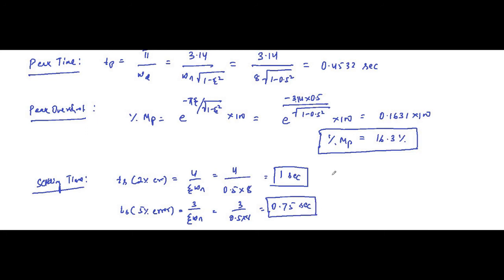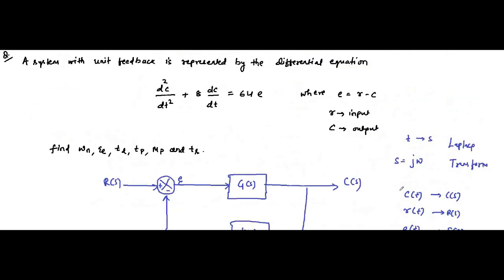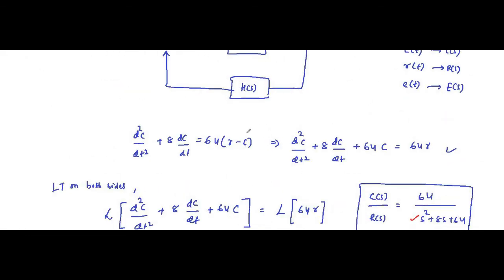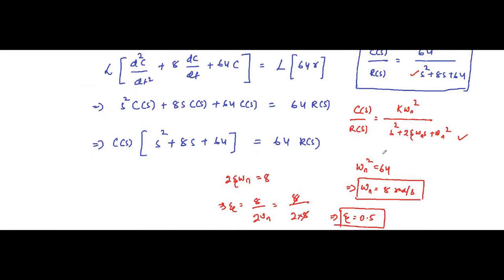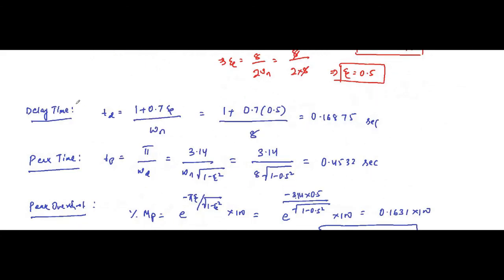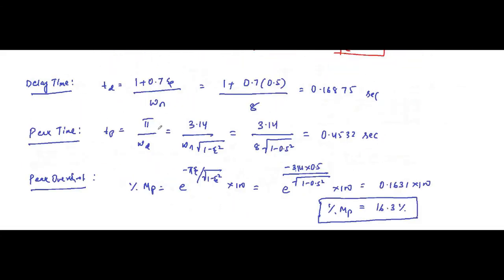So here we calculated the parameters which were asked for this system, which was represented by this differential equation. The first task was to convert this differential equation in time domain into S domain using the Laplace transform method, which gave this result. Then we found the important parameters such as omega n, the undamped natural frequency, and the damping ratio, and then we determined these parameters. So simple, just remember the formula, put the values and get the answer.